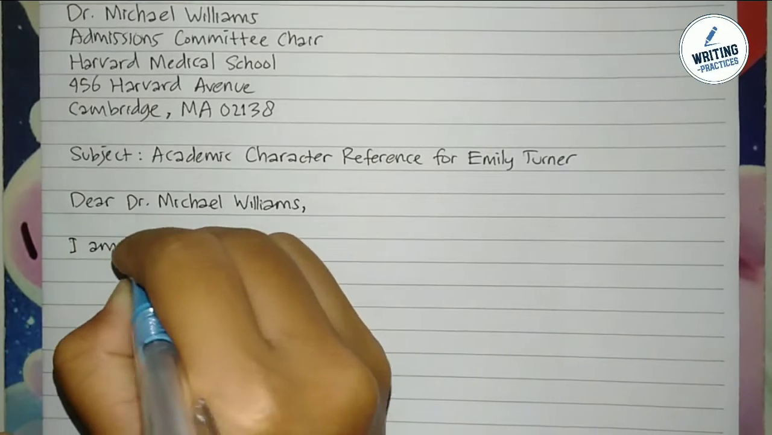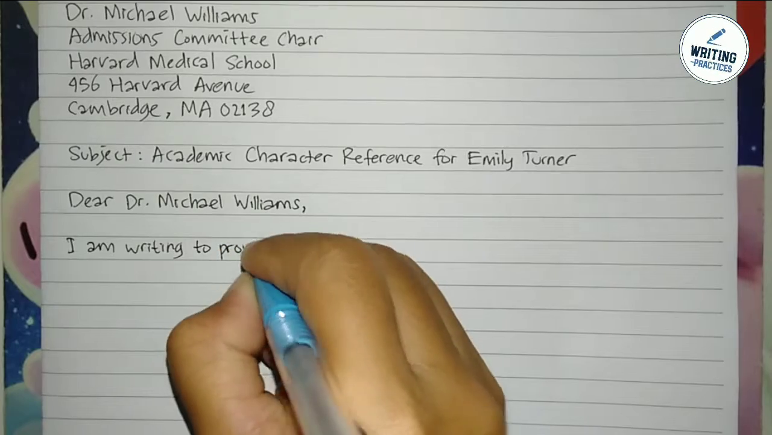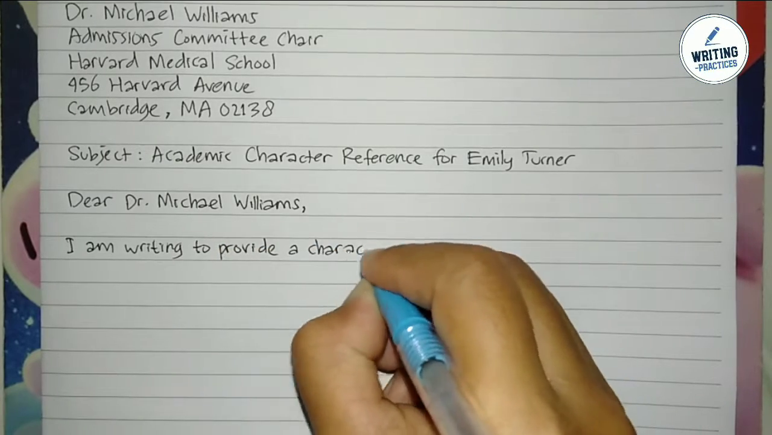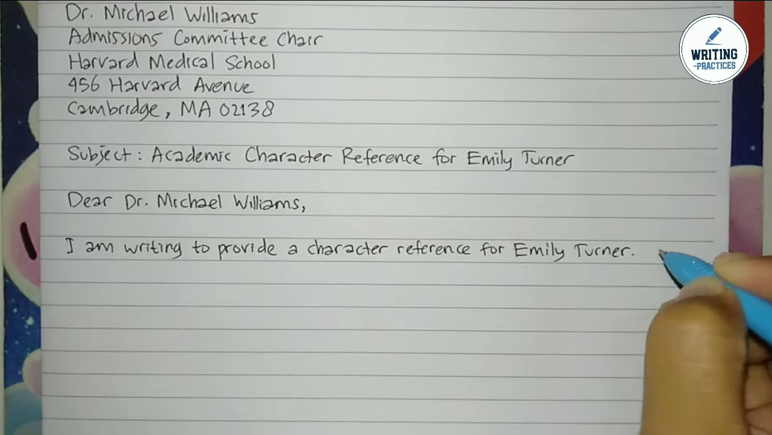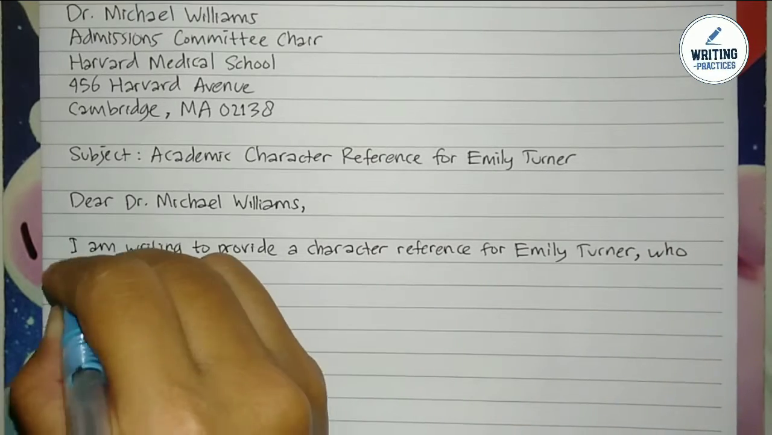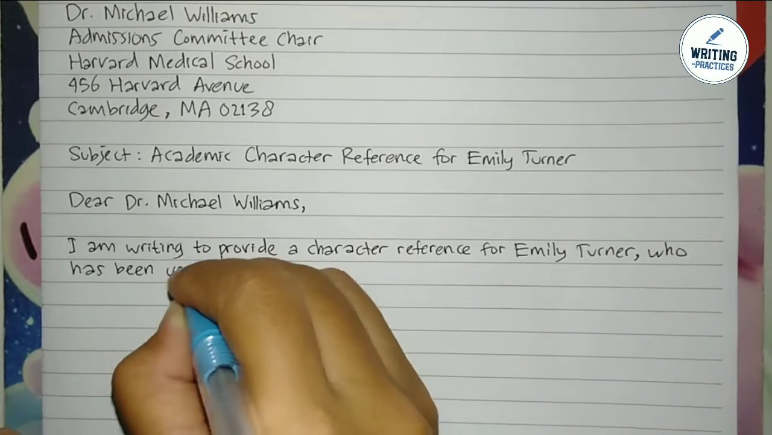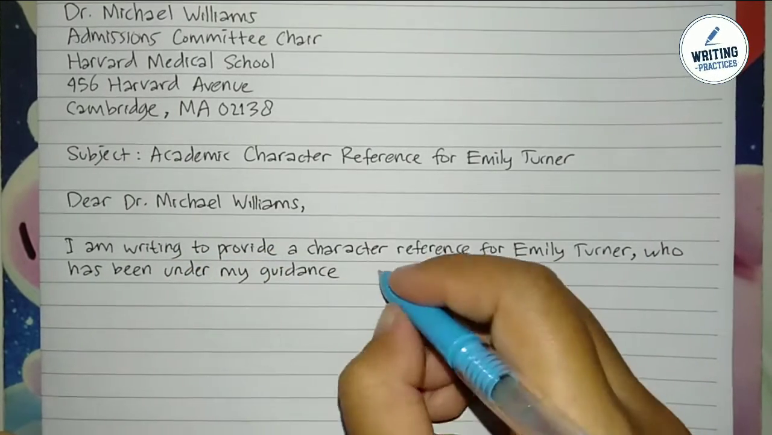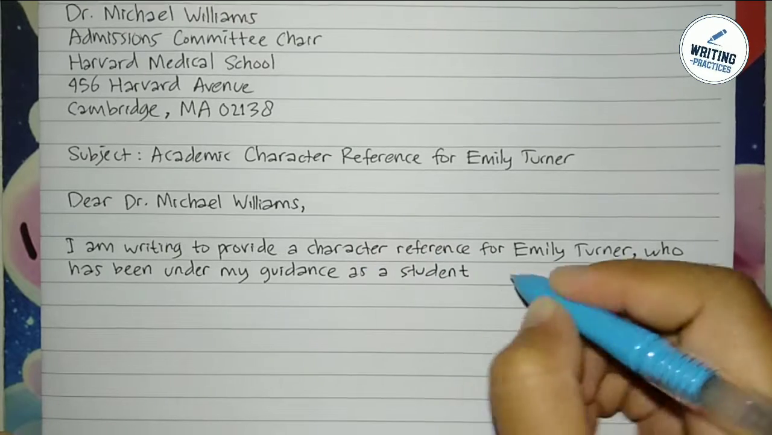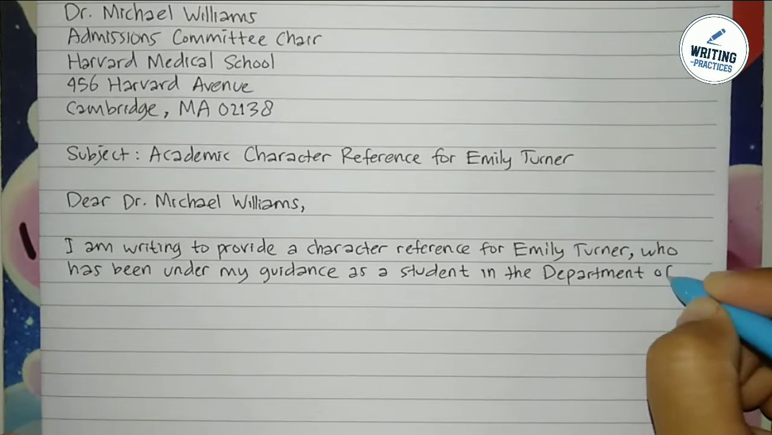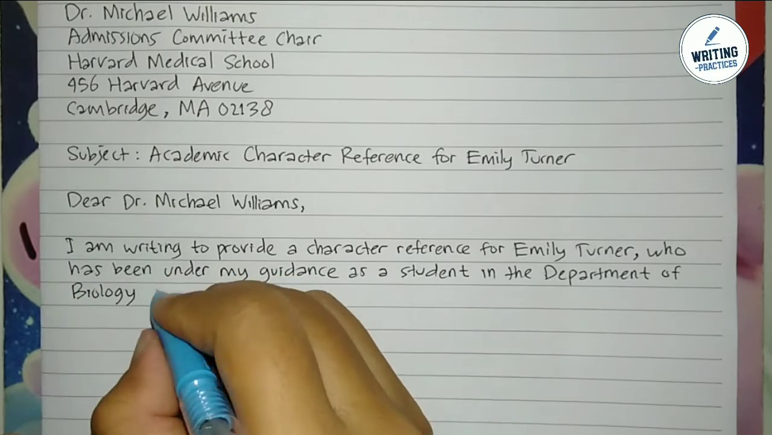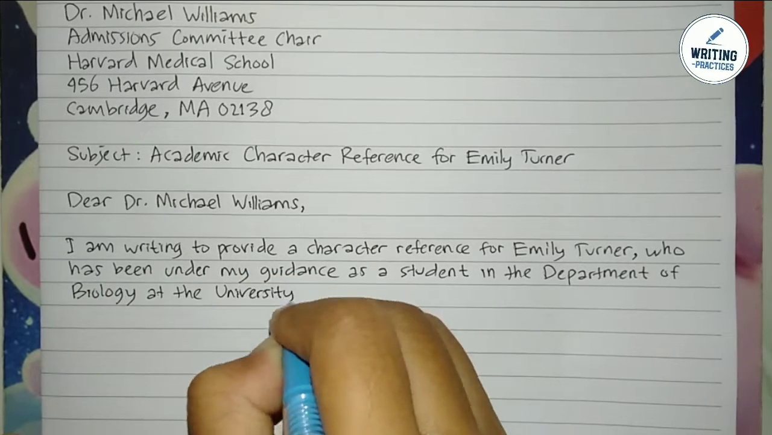In the first paragraph, this is an introduction. Here, you need to introduce yourself. In this example, the writer introduces herself as Professor Thompson. Statement of intent to provide a character reference for Emily Turner. After that, you can continue to mention how long you have been teaching the student you recommend. In this example, the writer mentions the duration of Professor Thompson's guidance of Emily.